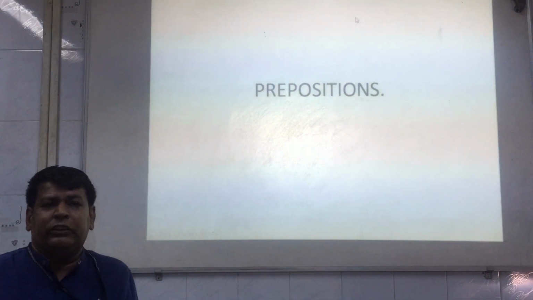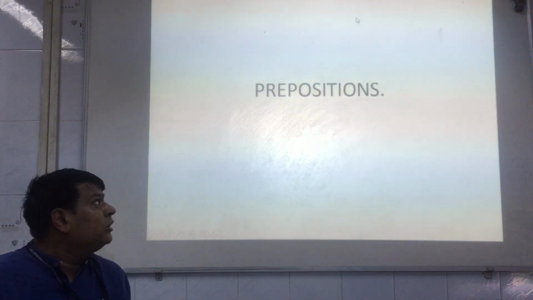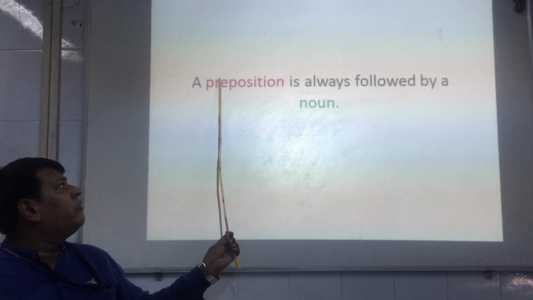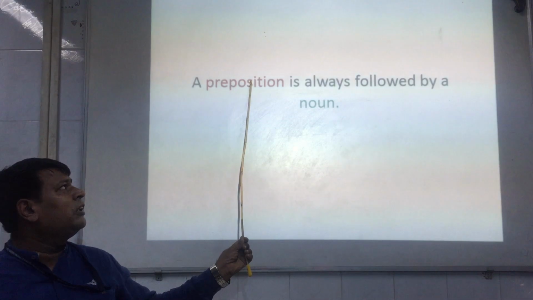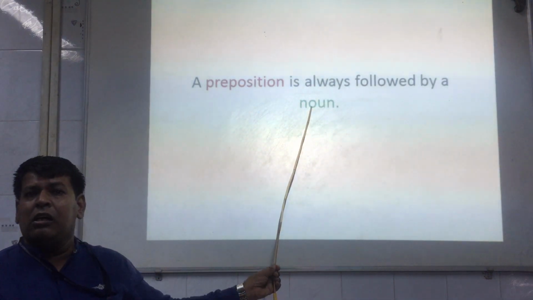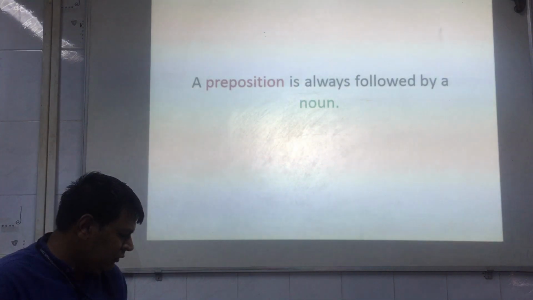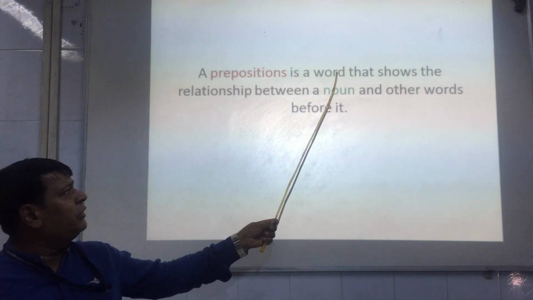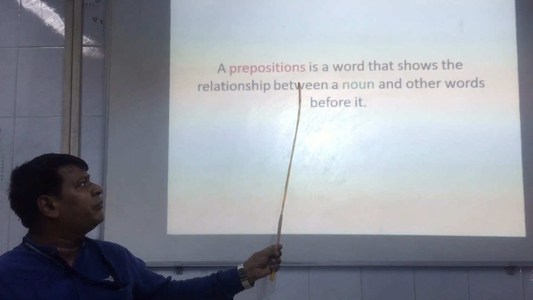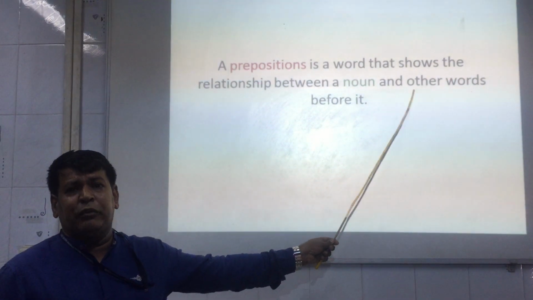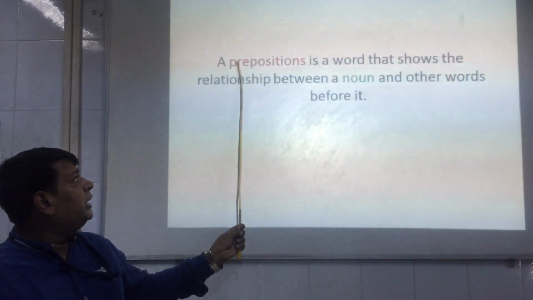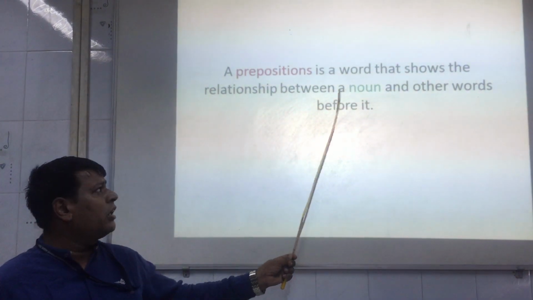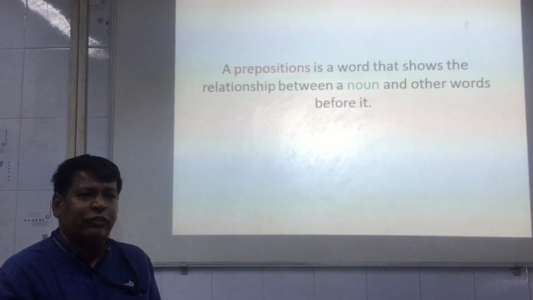Now, I would like to tell you the definition of a preposition. Just see here, students, a preposition is always followed by a noun. Very important, preposition which is in red color is always followed by a noun which is in green color. Now, the definition of a preposition is a word that shows the relationship between a noun and the other words before it. Very important. I just repeat it again. A preposition is a word that shows the relationship between a noun and the other words before it.